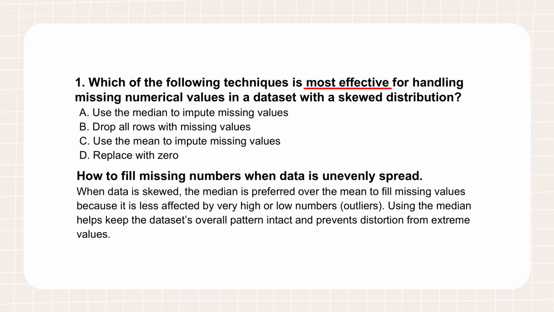And the options they give are pretty standard things you might think of. Using the median, just dropping the rows entirely, using the mean, or maybe replacing with zero. Right. And the source material points directly to using the median. Imputing with the median is the correct answer. Okay, so why the median? Why is that the hero here, especially with skewed data?